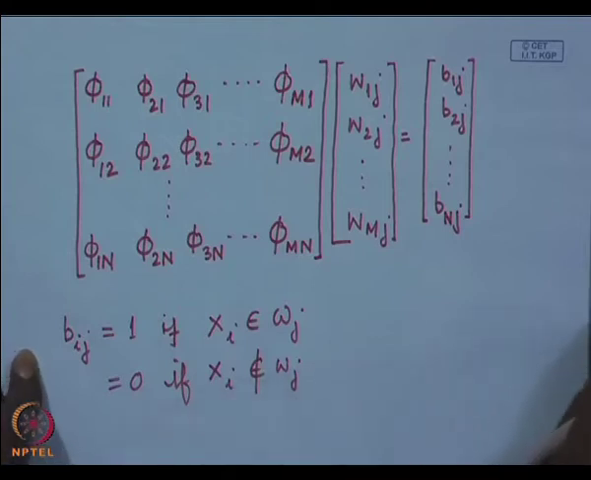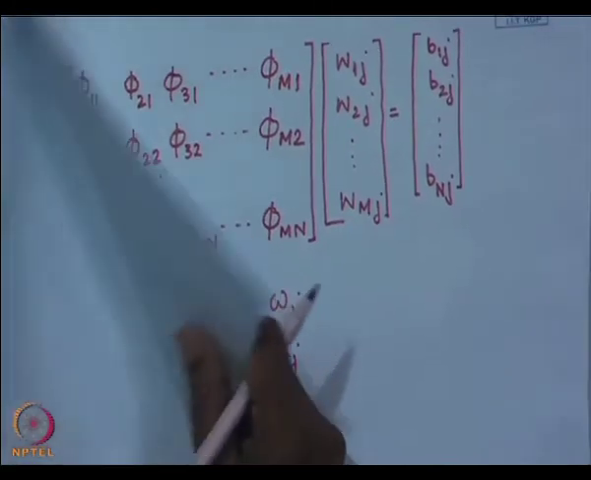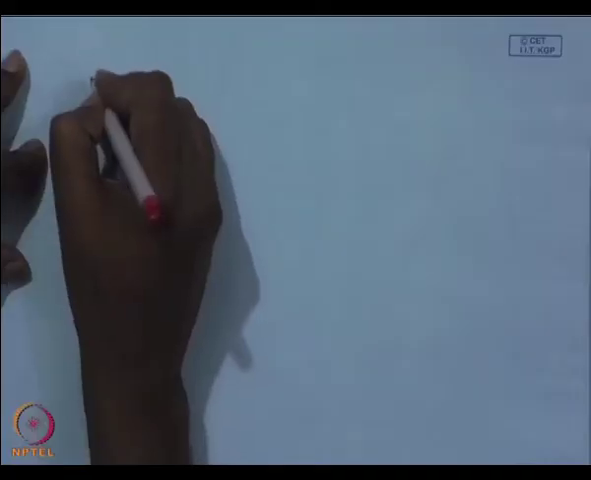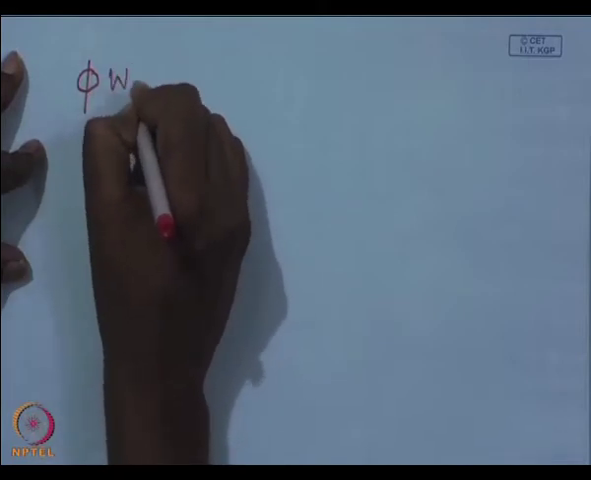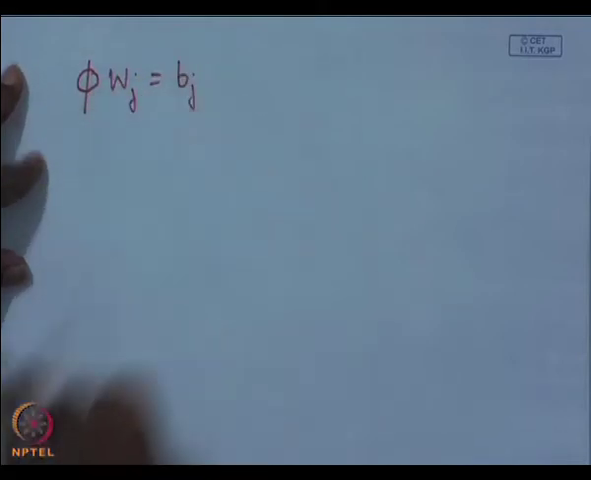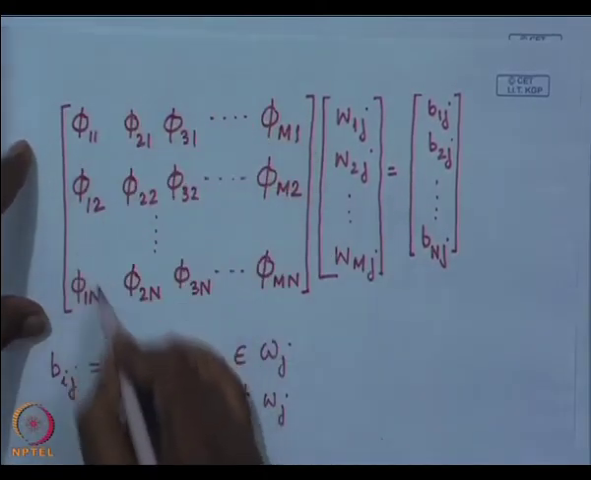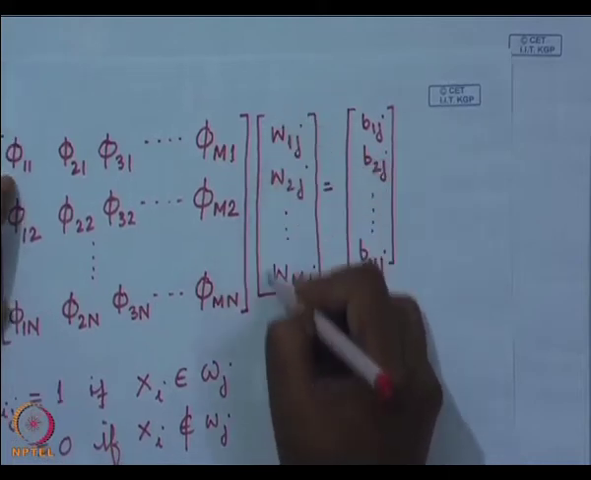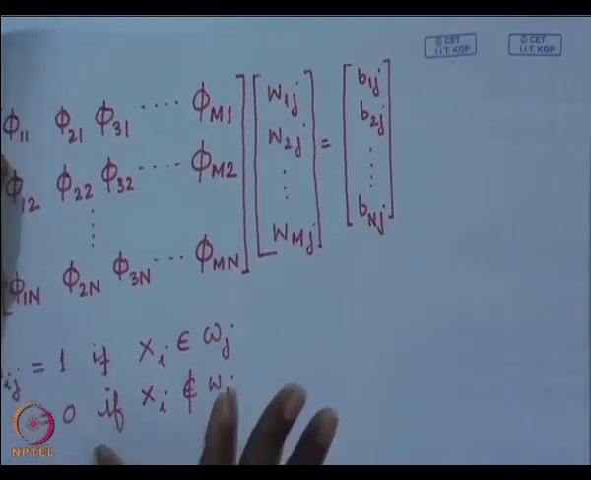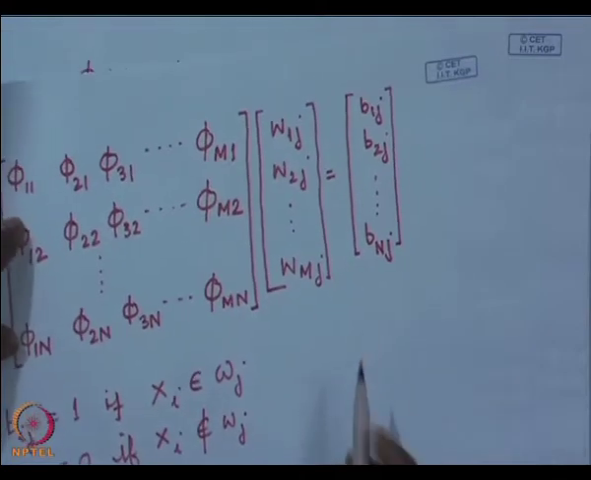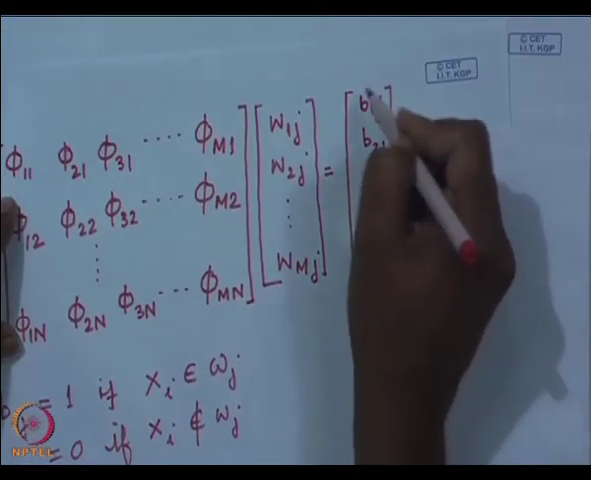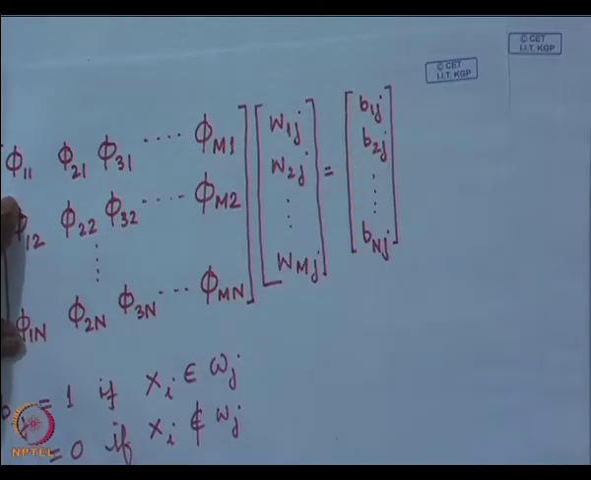So, this is the kind of situation that I have, and this whole matrix equation I can write in a short form, that is phi w j is equal to b j, where this phi is this matrix, w j is this weight vector which are connected to the output layer node j, and b j is the output of the jth node in the output layer, which is represented in the form of a vector like this for different input vectors.